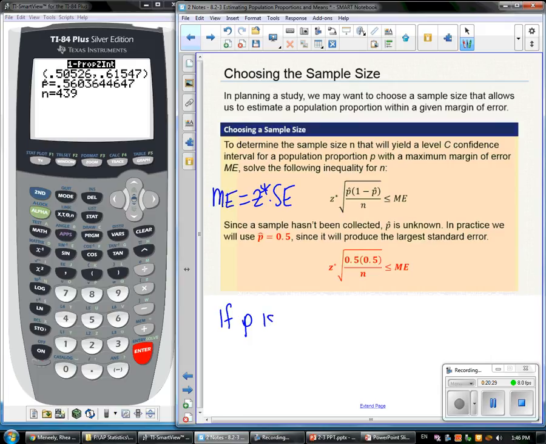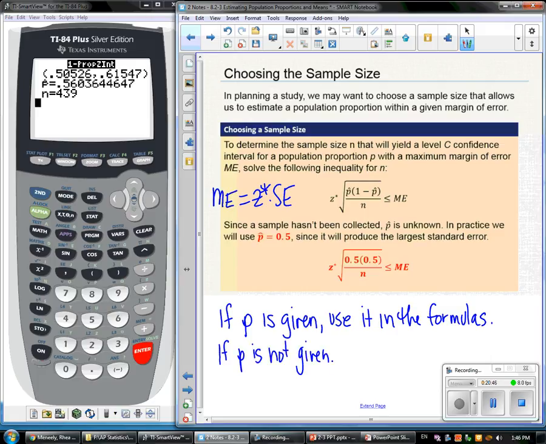If P is given, use it in the formulas. If it's not, use P hat. If P hat is unknown, use 0.5. Because that's going to give us your greatest margin of error. And so that way we make sure that we're getting a sample that's large enough to stay within the parameters of the problem. And so that's the sequence.